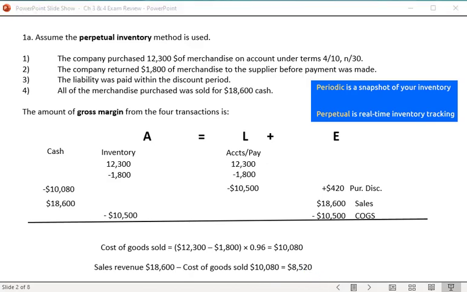Okay, this next part you don't have to do, but I just want to keep you in mind that always this equation's got to always stay in balance. So when you bring these totals down, you'll find that you've got cash of $8,520. Your inventory is zero because you sold all of it. You've got zero in accounts payable because you paid off everything, even though you pay within a discount period. You've got everything all paid for. And then under your equity section, you've got $8,520. So you're all in balance.